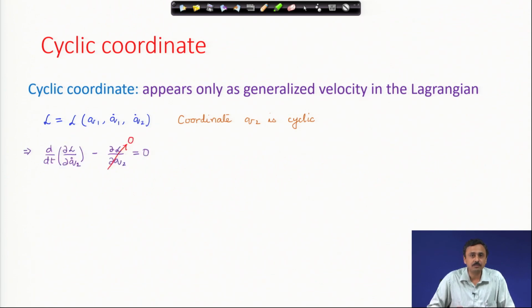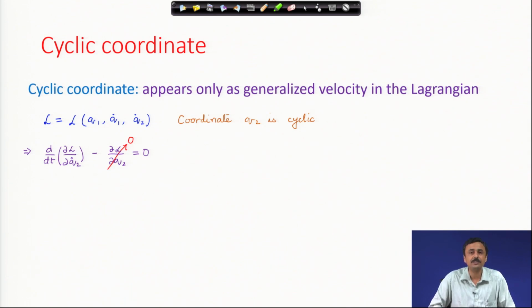And why is this important? Just recall Lagrange's equation of motion corresponding to the coordinate q2. It is d/dt of ∂L/∂q2 dot minus ∂L/∂q2 equal to 0. Now, if q2 does not appear in the Lagrangian, then ∂L/∂q2 must be 0, and it means a total time derivative of ∂L/∂q2 dot is 0. And what is ∂L/∂q2 dot? We have seen in the last lecture that ∂L/∂q2 dot is the momentum conjugate corresponding to the coordinate q2, or the generalized momentum corresponding to the coordinate q2.